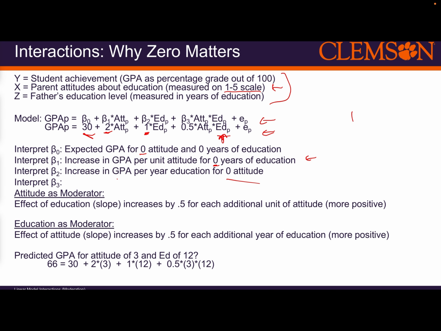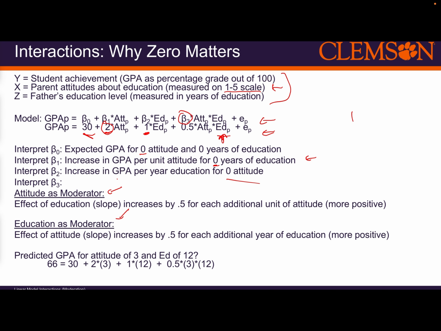Let's go a little bit further and show why 0 is important when it comes to our moderators, or how we can look at the interaction term itself. To really interpret that interaction, we can look at it in 2 ways. We can look at it by the lens of attitude being the moderator. So basically, how does attitude moderate the slope for education? Or we can look at the lens of education as a moderator. How does education moderate the slope for attitude? Let's start with attitude as a moderator.